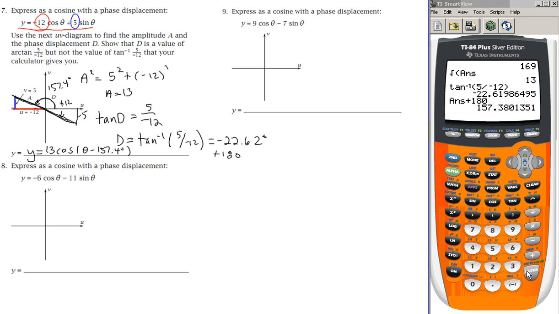So I'm not going to go through number 8 and 9. We've been at this for 12 minutes. So what I want you to do before you come to class tomorrow is try 8 and 9 on your own. And we're going to check that at the beginning of class.